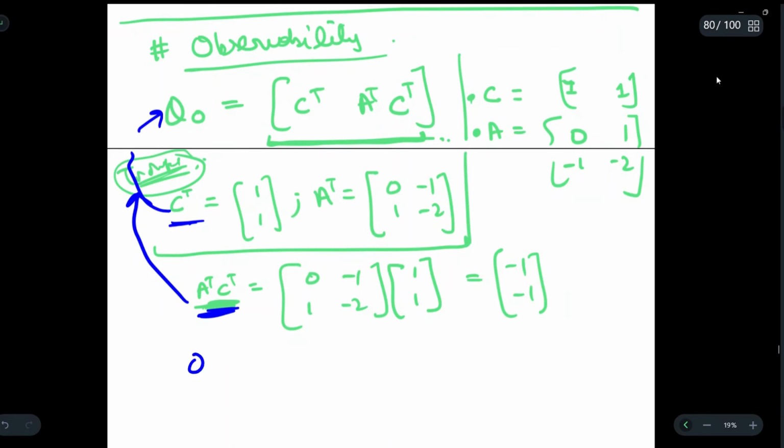That is, on doing so, you will get Q naught as, first we will write C transpose, that is 1 1. Then we will write minus 1 minus 1.